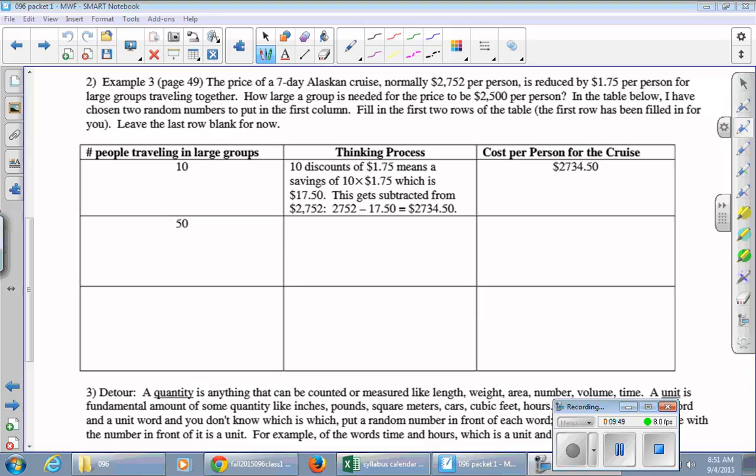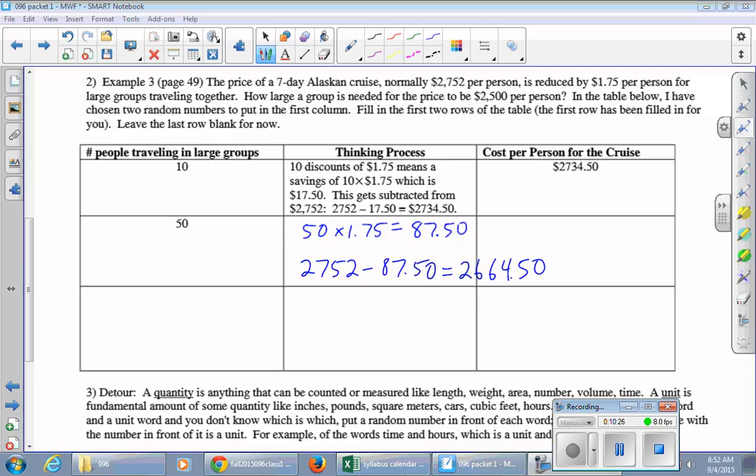Okay, first thing we're doing is multiplying what by what? 50 by the 1.75. Somebody help me out here. What is that? 2750, thank you. And then that's the amount of the discount. So we're going to take that away from what number? From the 2752. What is that there? Thank you. Okay, so that's how much we pay. Makes sense that it's less than the 2734, right? Because if you have more people in your group, you'll each pay a little bit less.